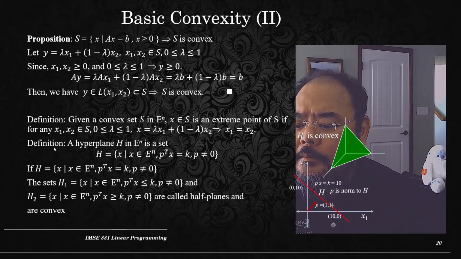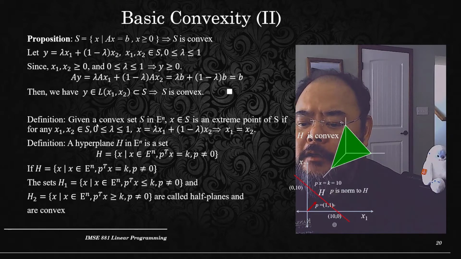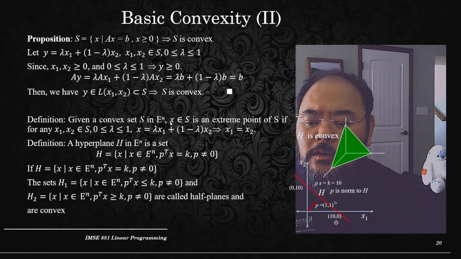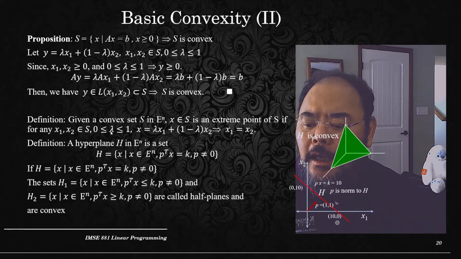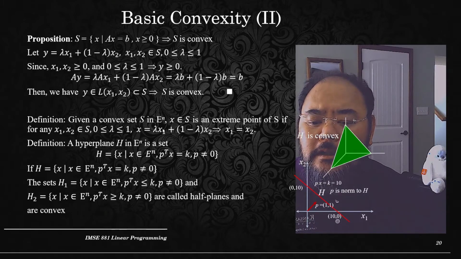Two definitions are discussed right here. Given a convex set S belonging to n-dimensional Euclidean space, a point x belonging to S is an extreme point of S if, for any x1 and x2 belonging to S and lambda between 0 and 1, x can be represented as a convex combination of x1 and x2, then x1 must equal x2.